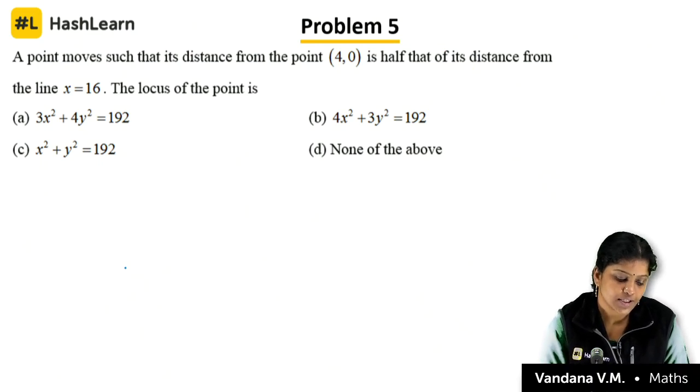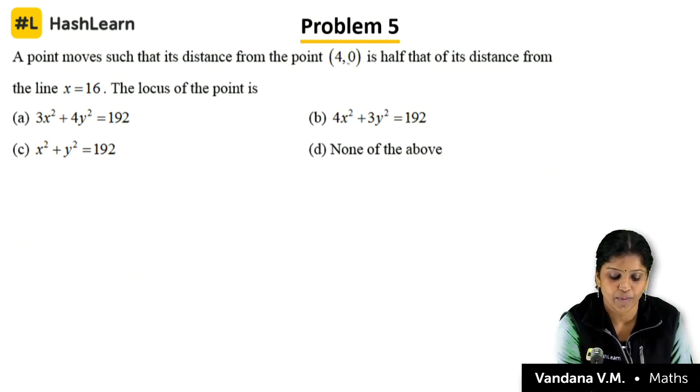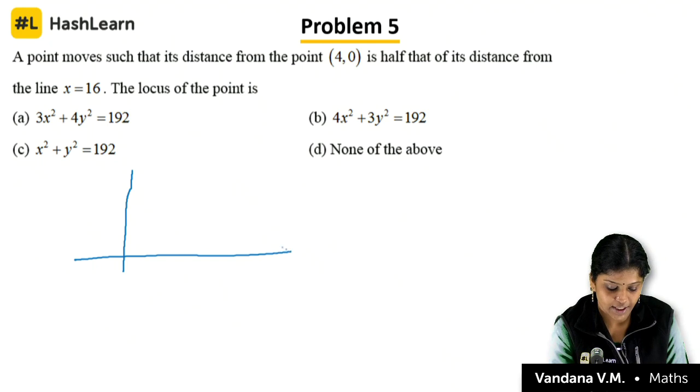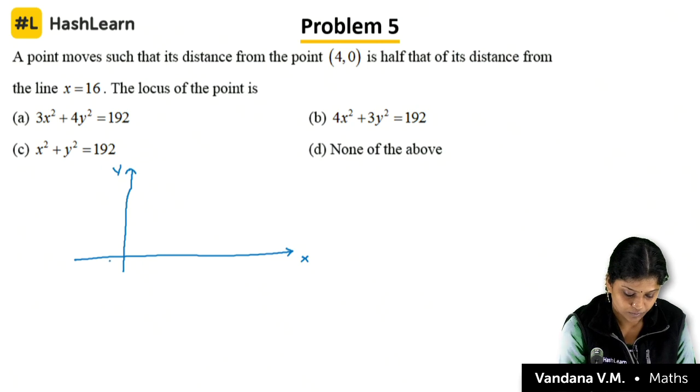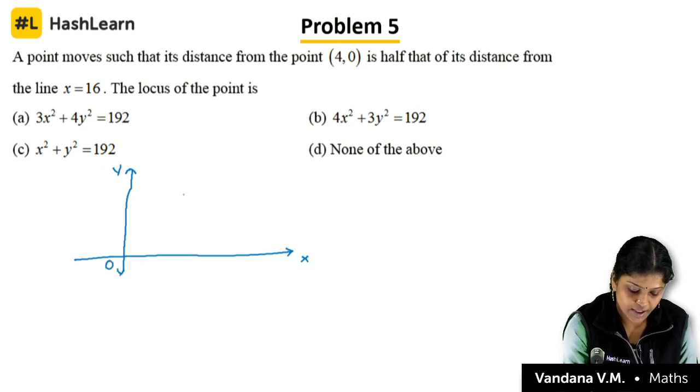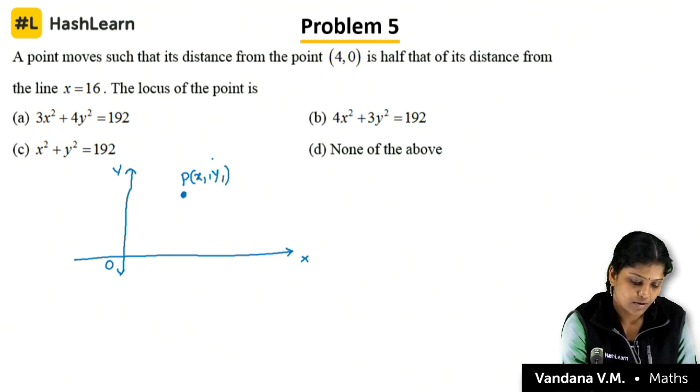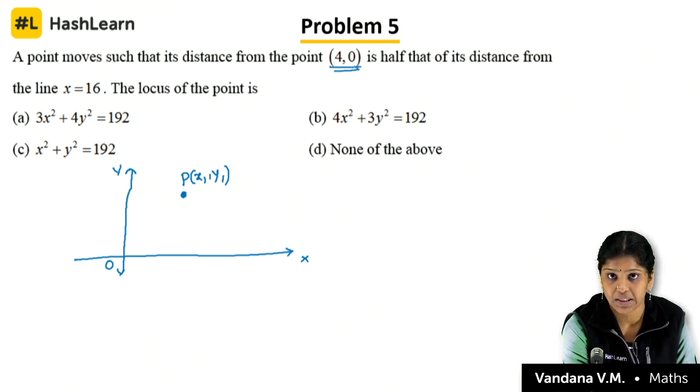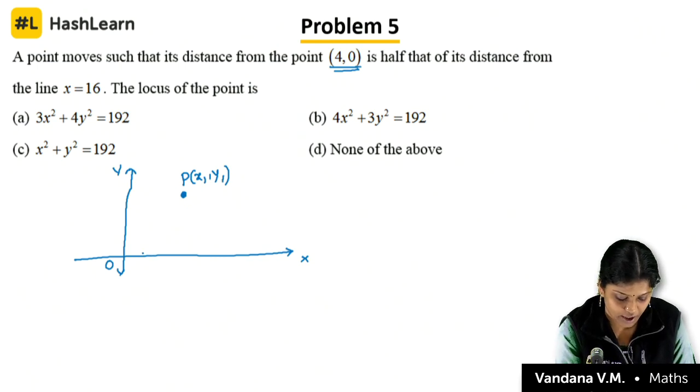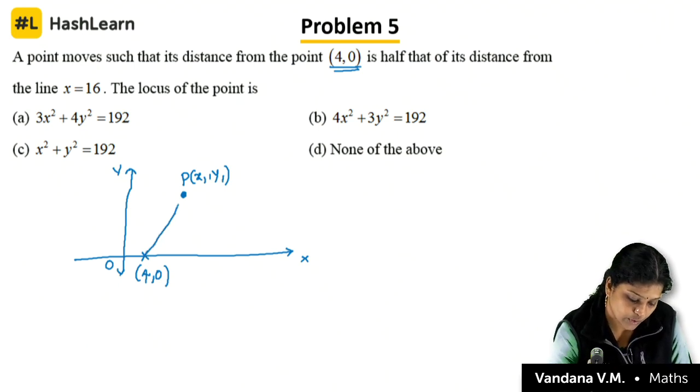The point moves such that its distance from the point 4 comma 0. What they are telling? There is a point x1 comma y1 such that its distance from the point 4 comma 0. By seeing this 0, I understood that the point is there on the x-axis, 4 comma 0. The distance means here to here the distance. So, let me take it as some d1.